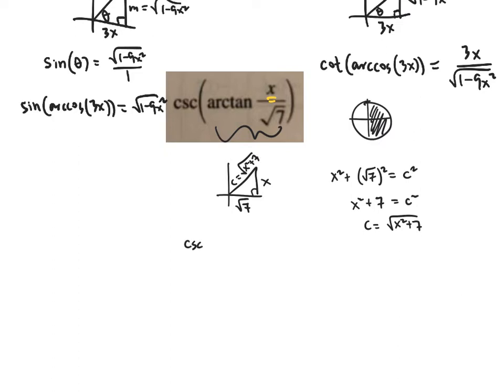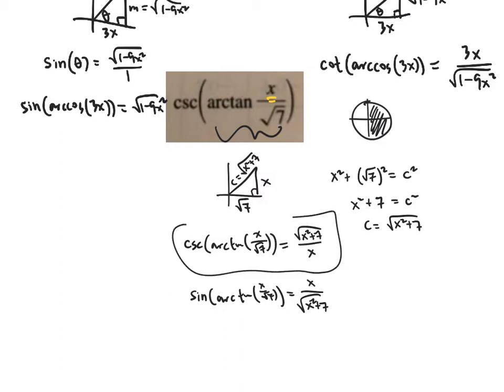I want the cosecant of that angle. Really all that an inverse trig function is saying is that this is an angle such that the tangent is x over root 7. I don't care what the measure of it is in this case, but the cosecant is the reciprocal of sine. So the sine of this angle is going to be opposite over hypotenuse. Therefore, the cosecant will be the reciprocal, and there is your answer for that third one. Okay, let's keep moving, guys.